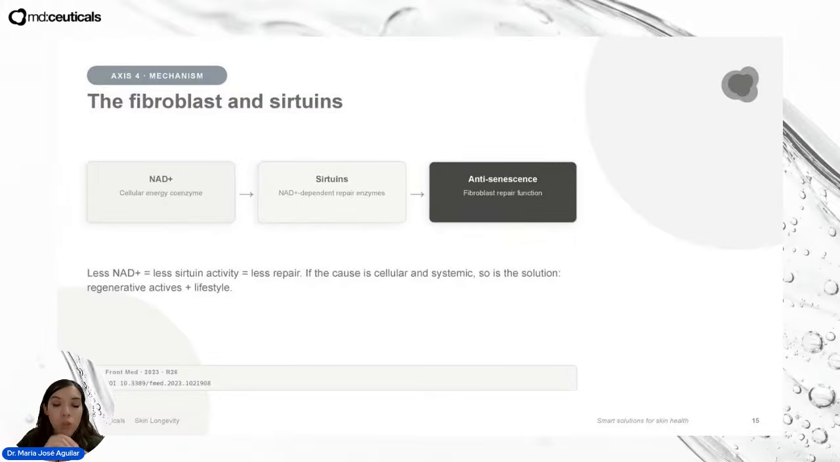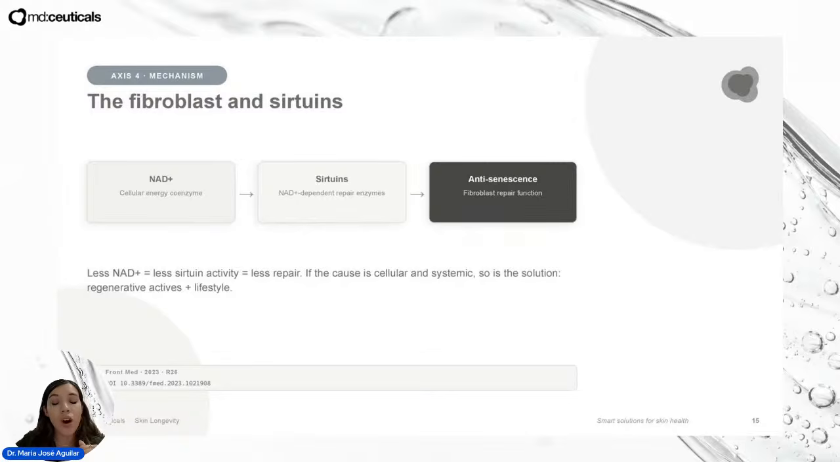So when we induce any activation of the coenzymes, like with NCT-HIAL or with the brand of the ceuticals, with the succinic acid, which induce the activity of the sirtuins, we are going to increase the repair of the tissue.